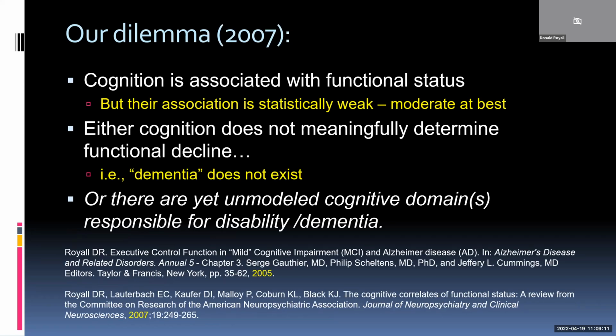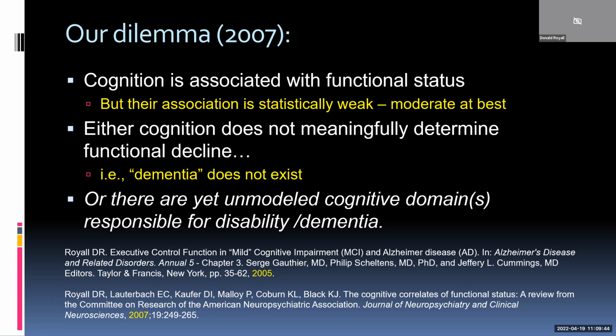So here's the dilemma as I understood it circa 2007. It's easy to show that cognition is associated statistically with functional status, but you have to pay attention to the fact that those associations are statistically weak or moderate at best. So they don't really provide a convincingly satisfactory explanation for changes in functional status. And that put me on the horns of a dilemma. I realized that the glass is half empty, it's not half full.